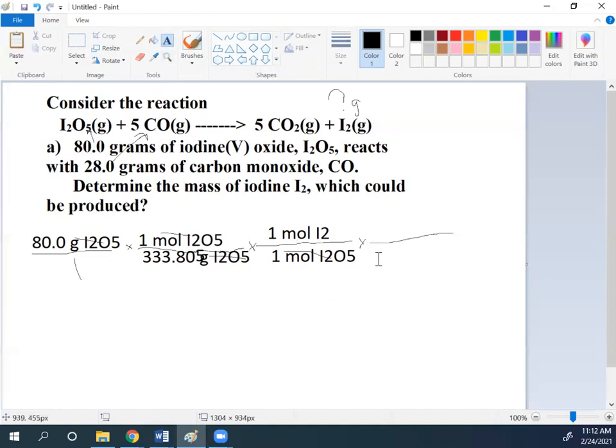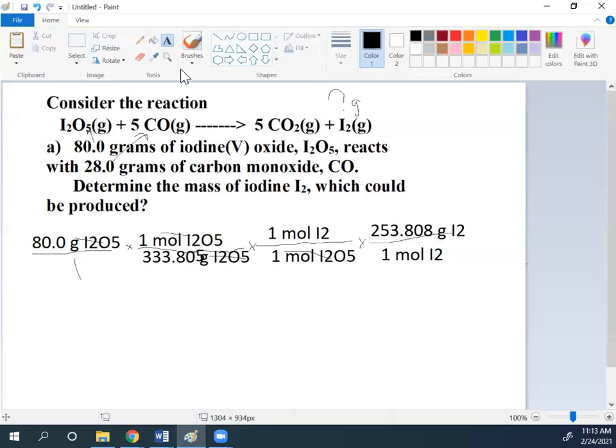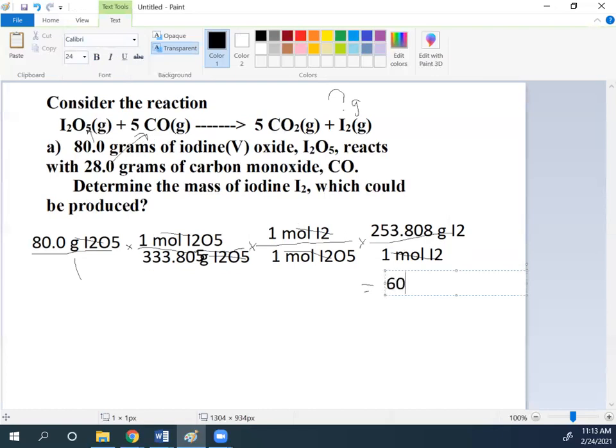Brooklyn, what's going to go to the bottom of this fraction? My next fraction. 1 mole I2, because whatever is on the top goes on the bottom. And on the top is going to go what? Ben Oliver? Grams I2. That's the molar mass of I2. So mole I2 cancel. And then when you put that in your handy dandy calculator, what do you get? Say that louder. 60.8 grams I2. Great job.